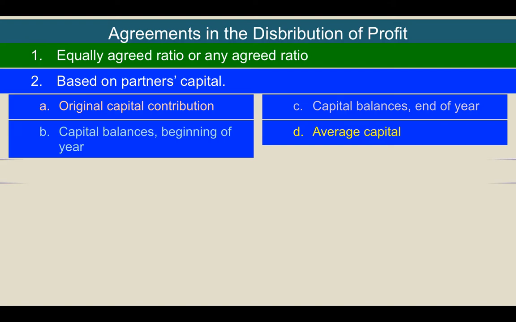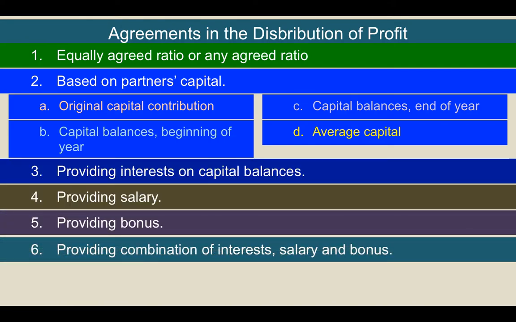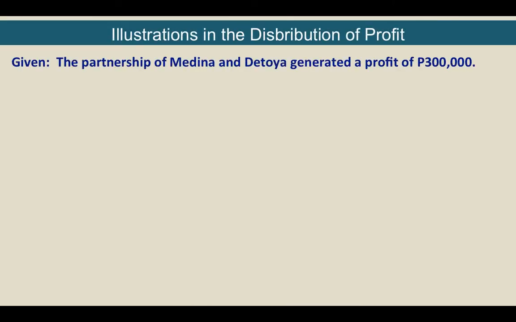Okay? And the rest of the agreements are numbers 3 to 6. In this video, we are going to illustrate 1 and 2. Okay, class? Let us move on. And this is our given. The partnership of Medina and De Toya generated a profit of 300,000.